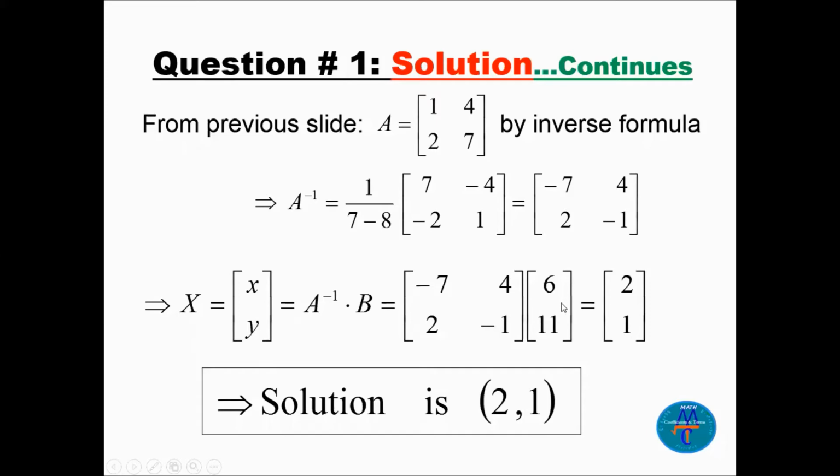I multiply by B, which is 6, 11. So this one will be row 1 times column 1. 6 times minus 7 is minus 42. 4 times 11 is 44. When you add, you get 2. 6 times 2 is 12. 11 times minus 1 is minus 11. This is x and this is y. So the solution will be 2, 1.